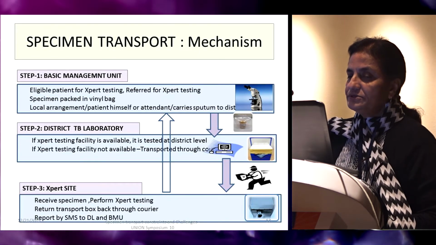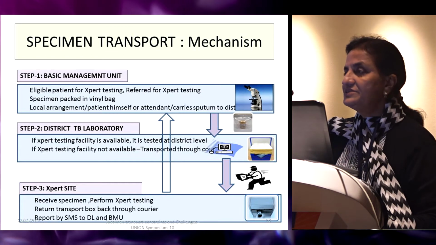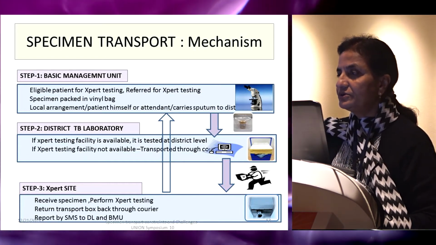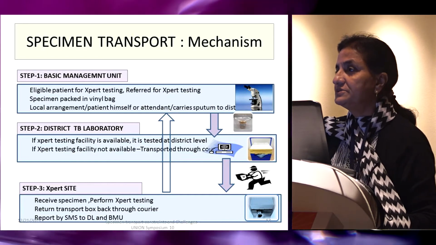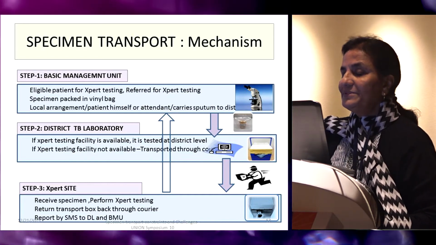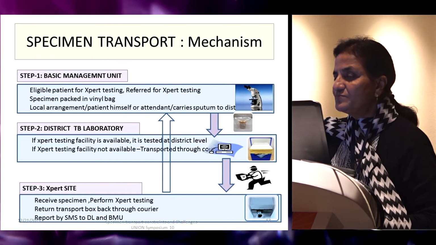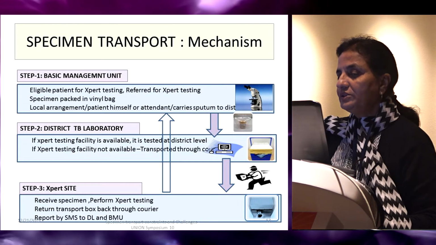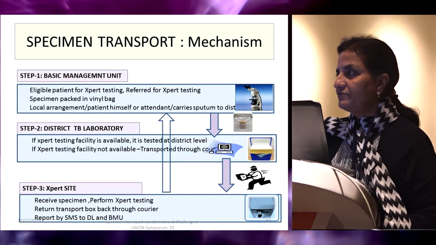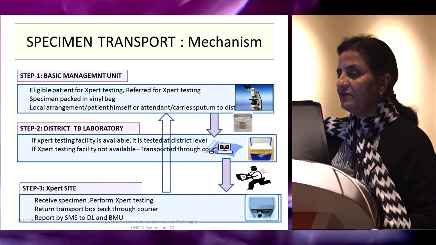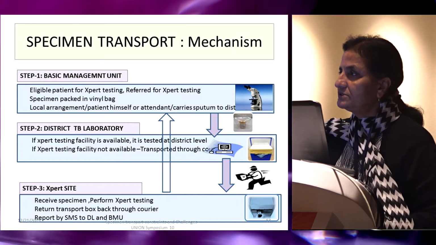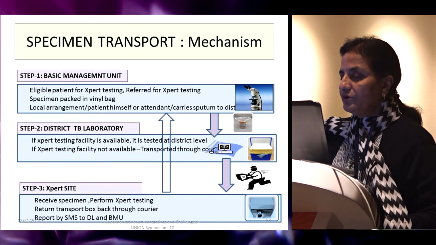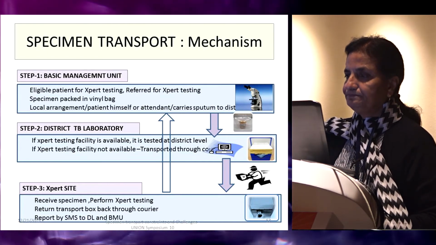This is how the system works: the courier services only operate at the district level. We don't see their presence at the sub-district level. So when the patient comes to the basic management unit, the specimen has to be transported either through some local arrangement, or the patient or the attendant has to carry it to the district level. From the district level onward, if the Xpert facility is available at the district level, it is tested there, or it is carried by the courier services to the Xpert site.